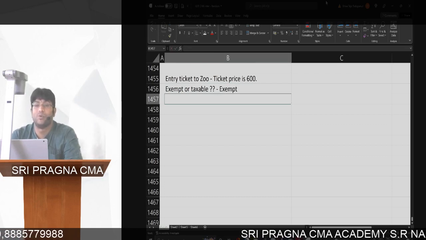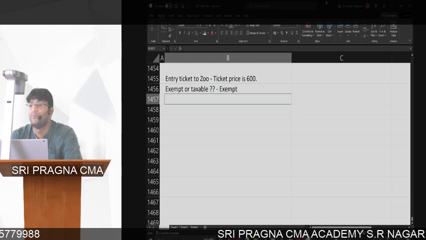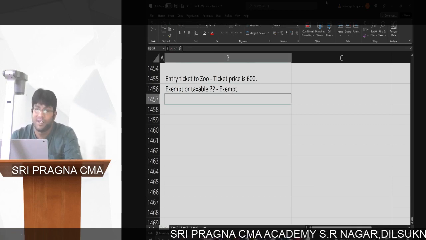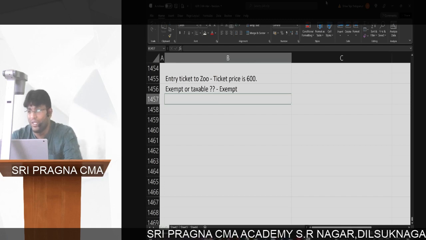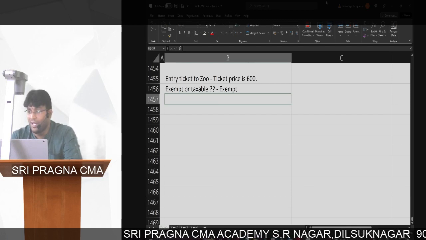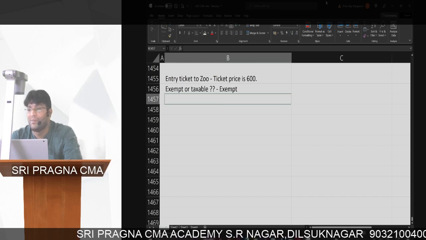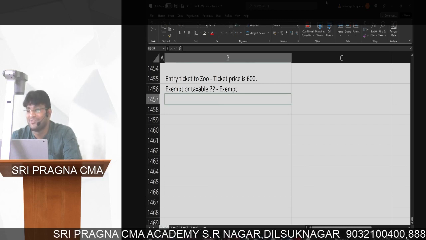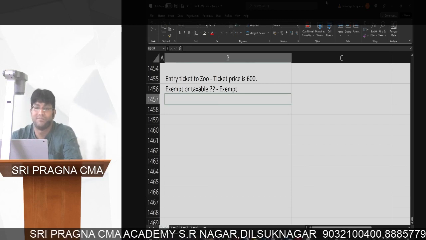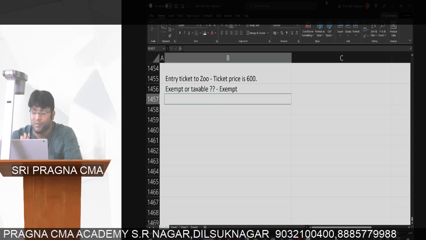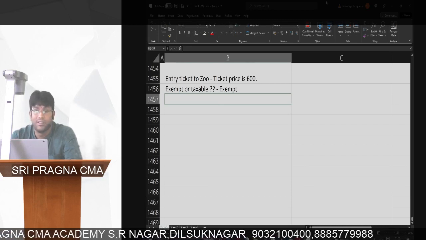The 500 rupees concept is only in case of admission to a musical concert, award function or a cricket match, something like that. But in case of admission to a zoo, wildlife sanctuary, national park, even though the entry ticket is more than 500, it still becomes exempt. That point is different, this point is different. I hope you are getting clarity on that point. Two points people are confused about.